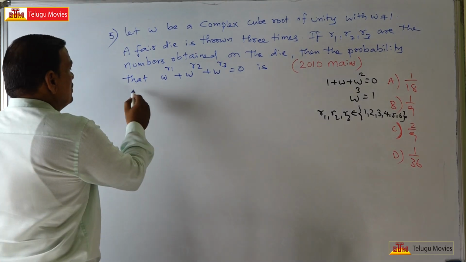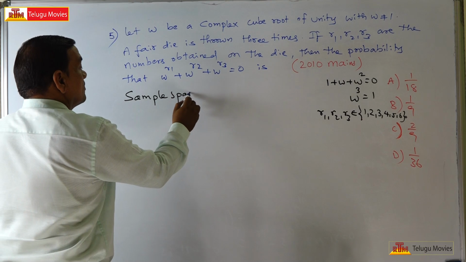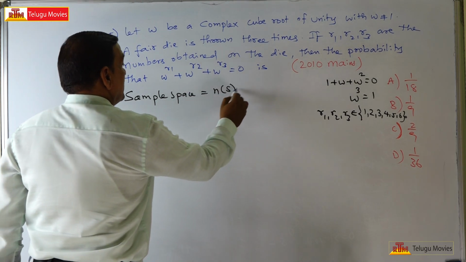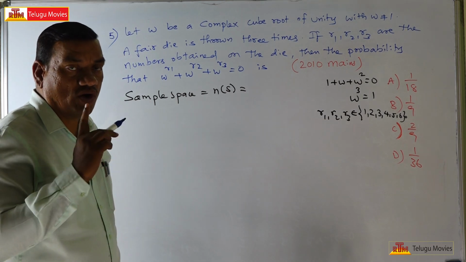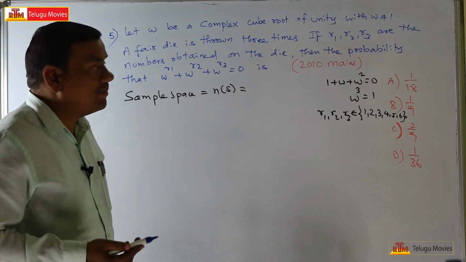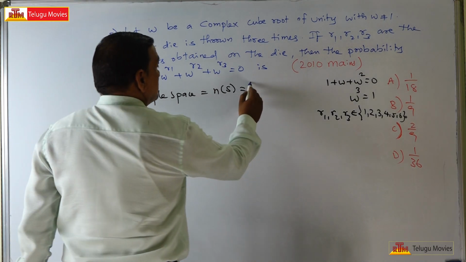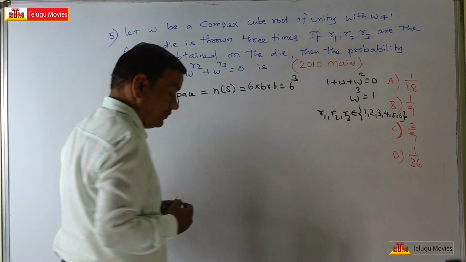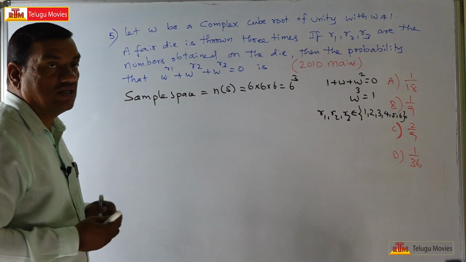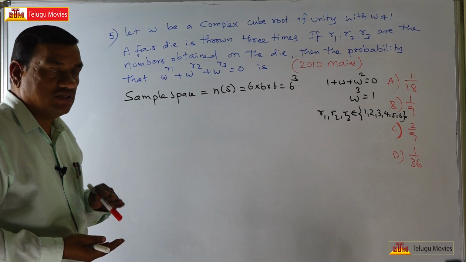So, first the sample space. How many points will be there in the sample space? That is n of S. The die is thrown 3 times. For one throw, the number of points in the sample space is 6. For 3 throws, it is 6 into 6 into 6, that is equal to 6 cube. So, those many points will be there in the sample space.